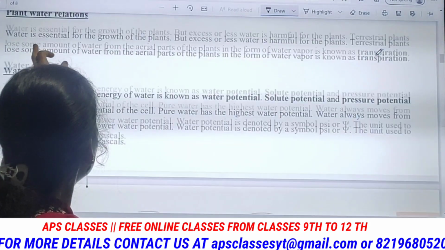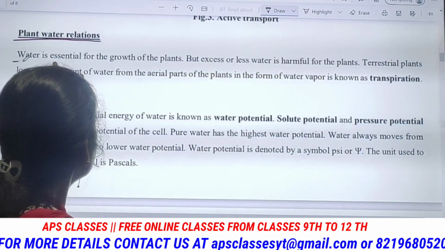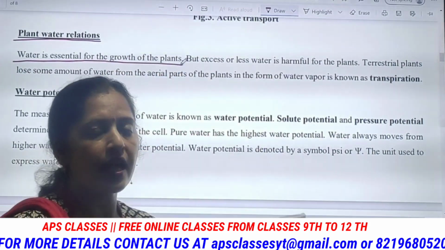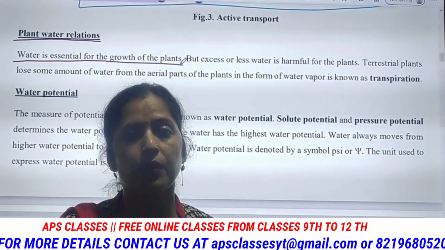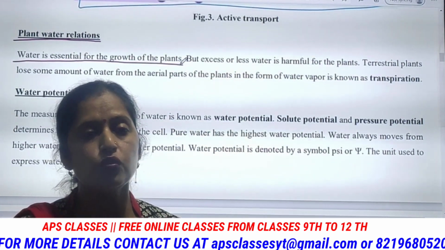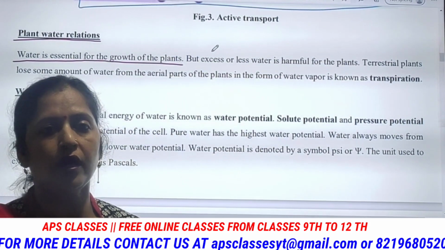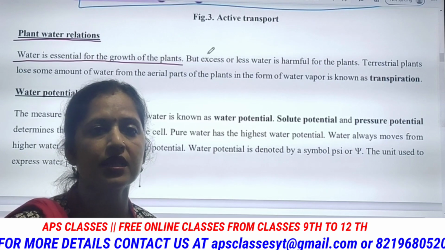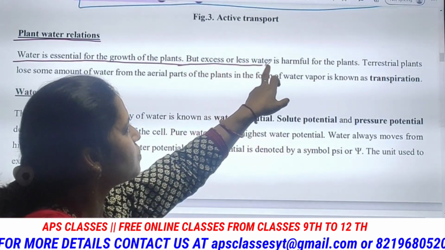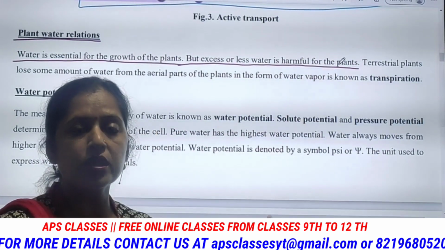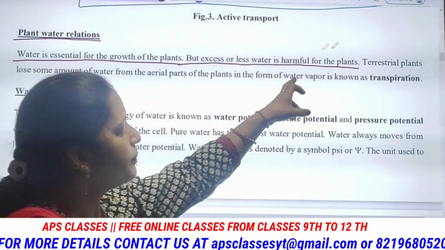Next is plant-water relations. What do you mean by the term plant-water relations? Water is essential for the growth of plants. As we all know, water is the most important constituent of all plants for their growth. Without water as well as minerals, no plant can grow. Any plant cannot grow without the help of water and minerals. But excess or less water is harmful for the plants. Excess water or a lesser amount of water is harmful for the plants.